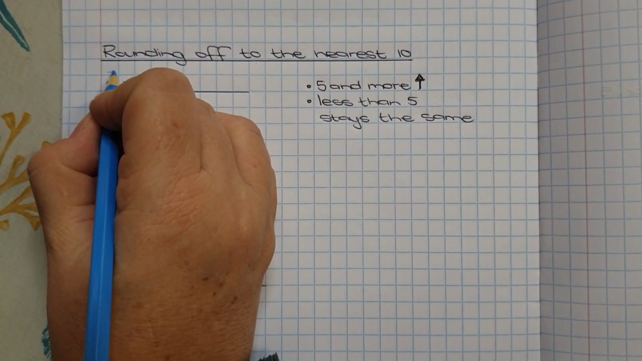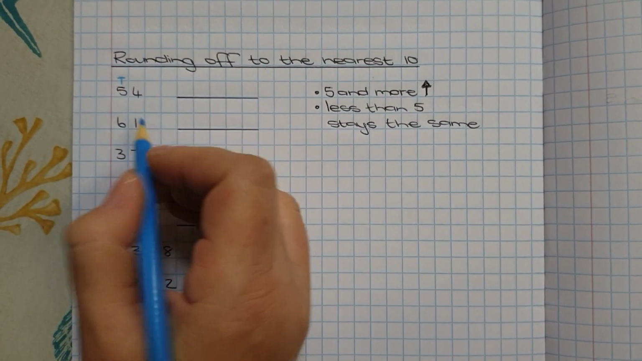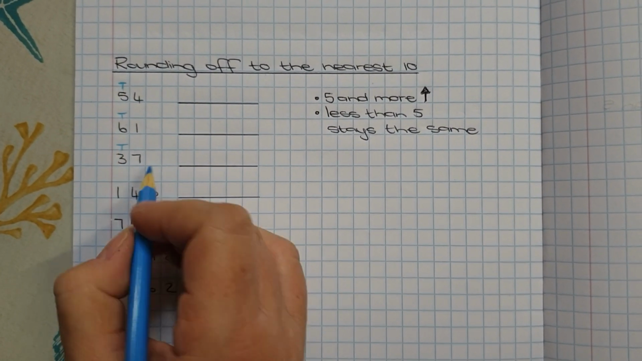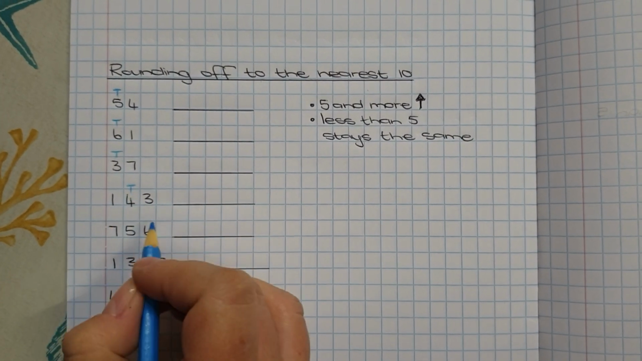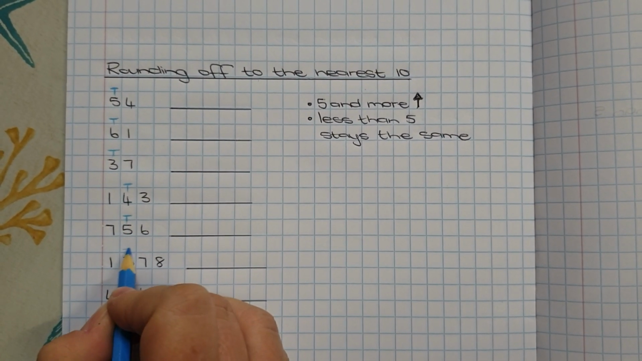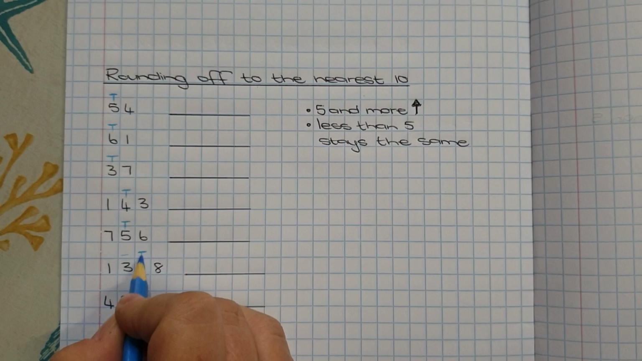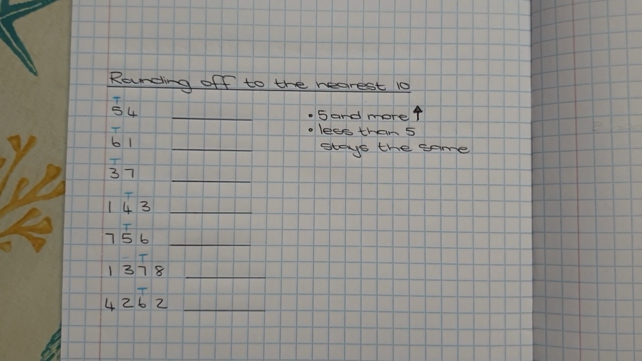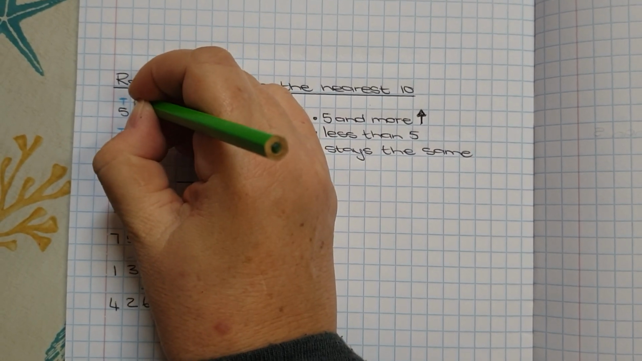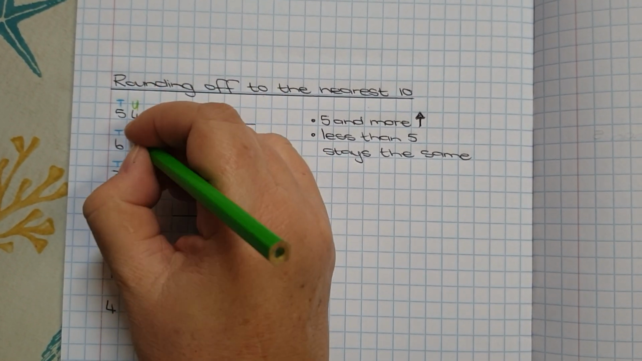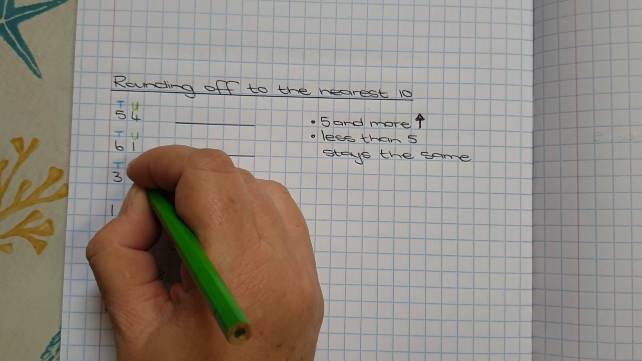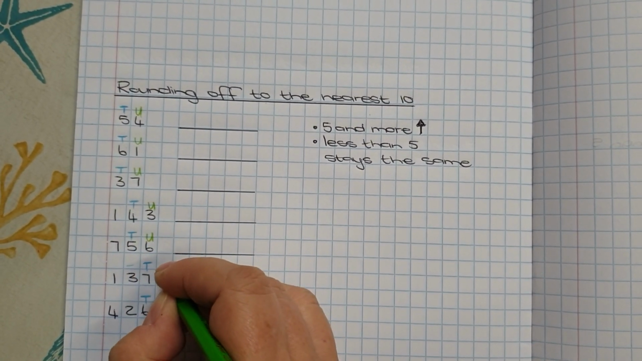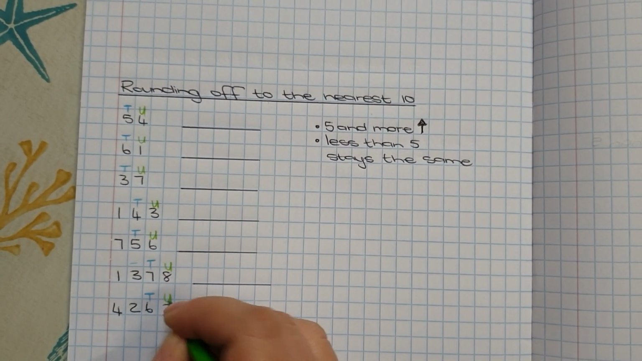So in this case, that is the tens, that is the tens, that is tens, that one is tens. And the units are these ones: unit, unit, unit.